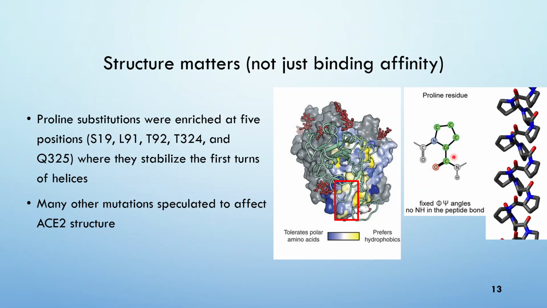And then lastly, they also talk about how they provided more details on mutations that would affect the overall structure of the binding site. And so there are these 5 sites that they mentioned where proline is favored. And as we know, proline has a tight angle that is good for forming protein helixes. And they conclude that these mutations listed stabilize the 2 helixes I talked about. And they also mention many other mutations that affect ACE2 structure and hence binding to the spike protein.